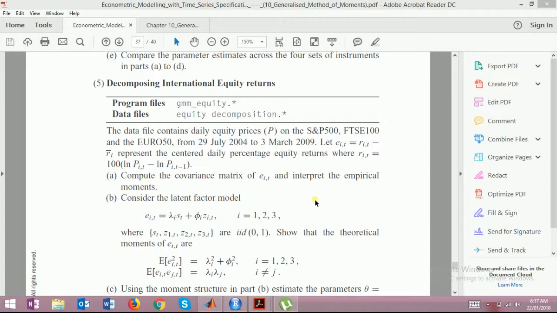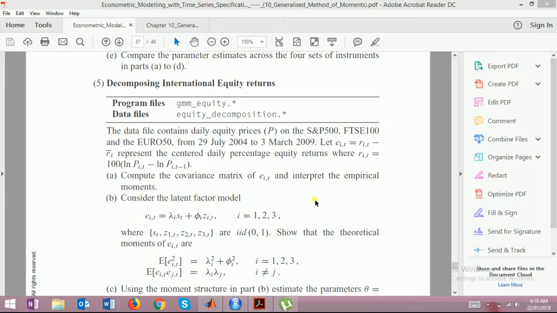Here you're going to decompose international equity returns. We have a data file containing equity prices: S&P 500, FTSE 100 index, Europe 50, from 2004 to 2009. We have a residual, which is R_it minus the mean return. Actual return minus mean return represents the centered daily percentage. Equity returns are the log of the price difference multiplied by 100, which is the daily percentage equity return.